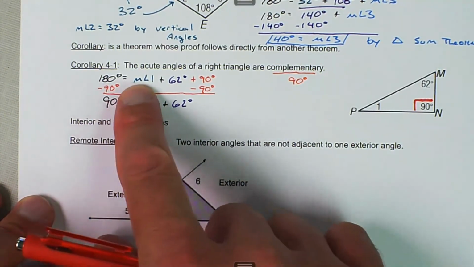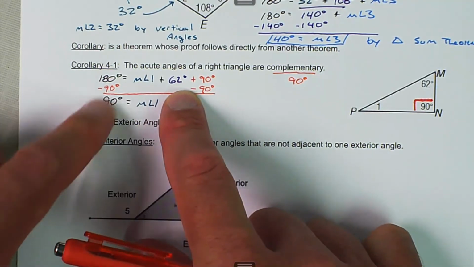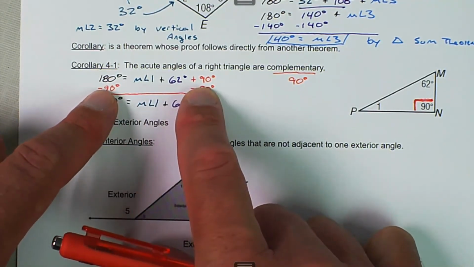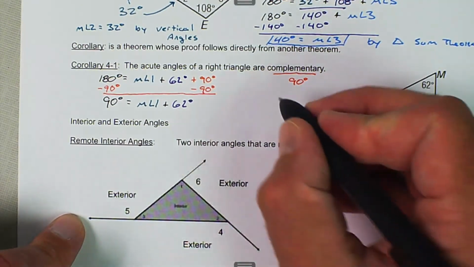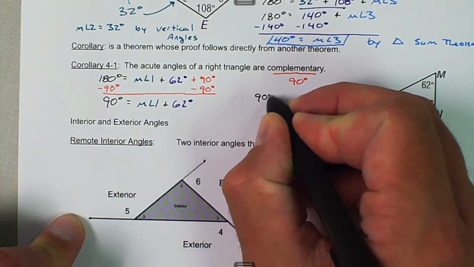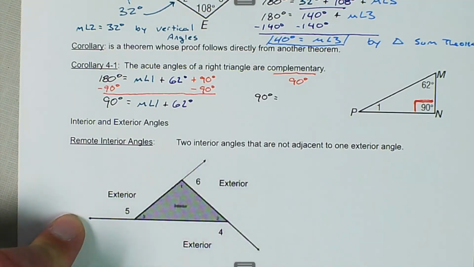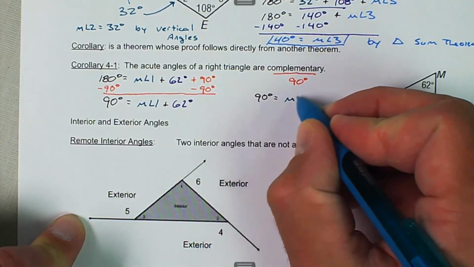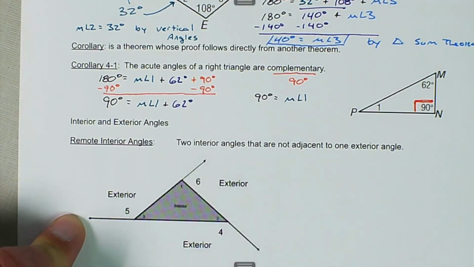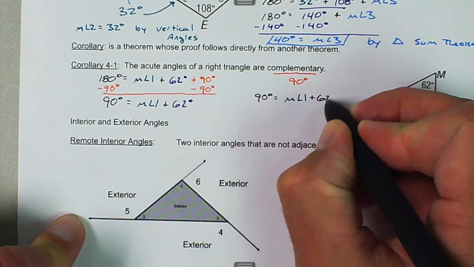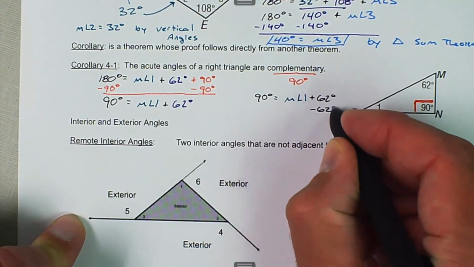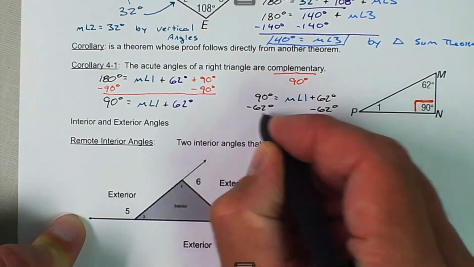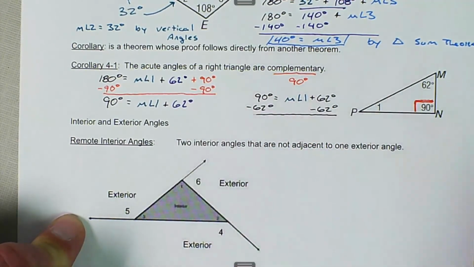So if we remember that, we don't have to do the Triangle Sum Theorem fully, where we have to write it out like this. What we could write out instead is 90 degrees is equal to the measure of angle 1 plus 62 degrees. And then we could subtract 62 degrees from both sides. And then we'd find out that the measure of angle 1 is 28 degrees.